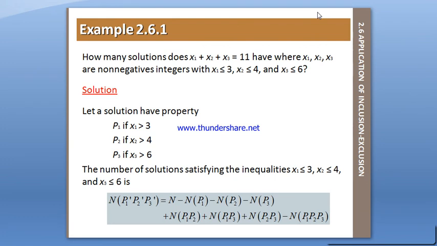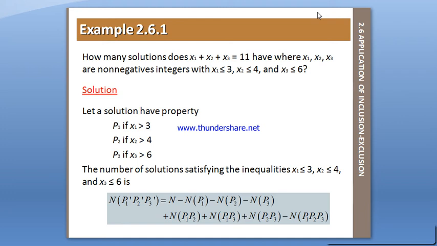How many solutions does x1 plus x2 plus x3 equal to 11 have, where x1, x2, x3 are non-negative integers with x1 less than or equal to 3, x2 less than or equal to 4 and x3 less than or equal to 6? We suppose that the solution has the property P1 if x1 greater than 3, P2 if x2 greater than 4, P3 if x3 greater than 6.